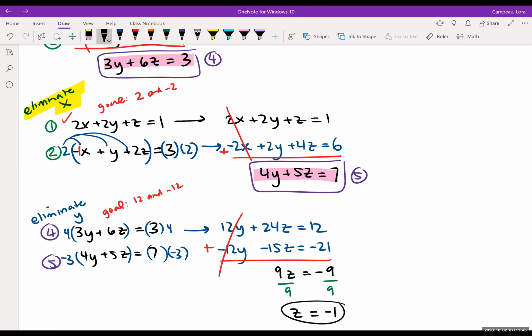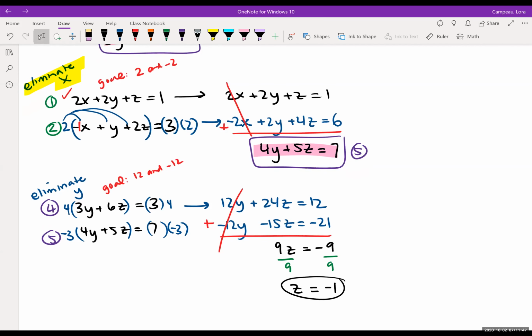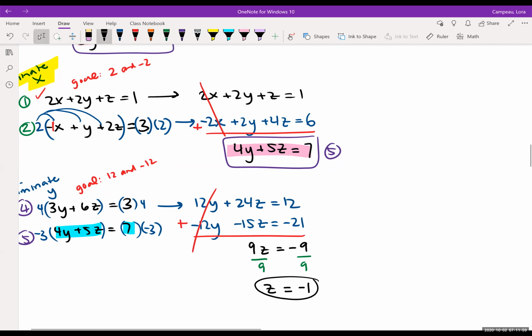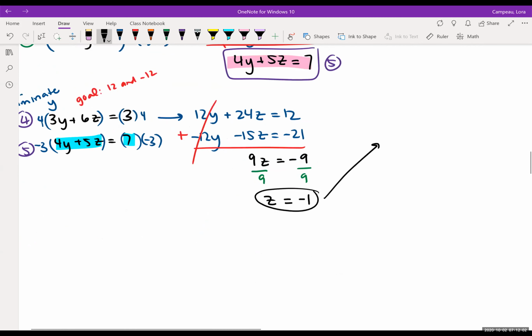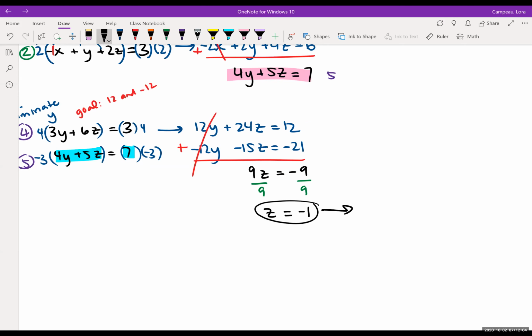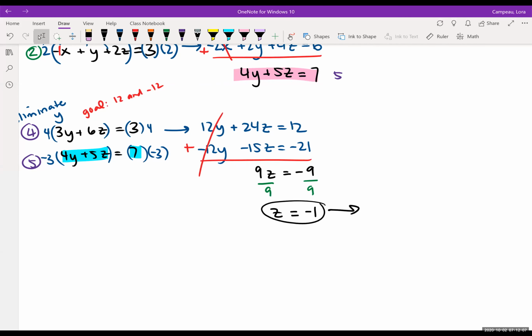Just circle that. And now it's a matter of just resubstituting everything we know. If we know that z is negative 1, it's really nice to tie up this system and plug z into one of the original equations. I could do that over here, or I could do it right next to myself. I have a little more room on this one. So I'm choosing 4y plus 5z equals 7. So 4y plus 5 times negative 1.